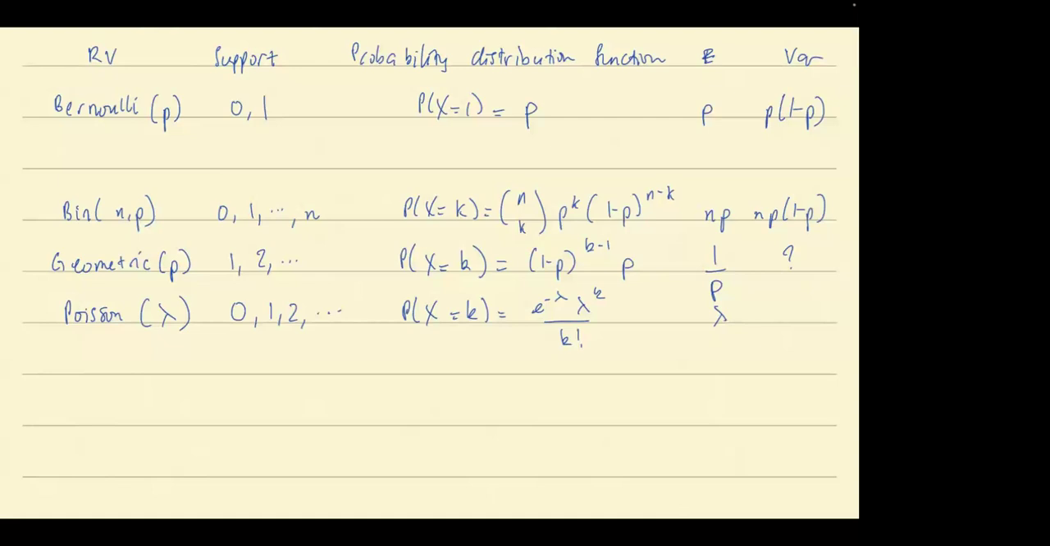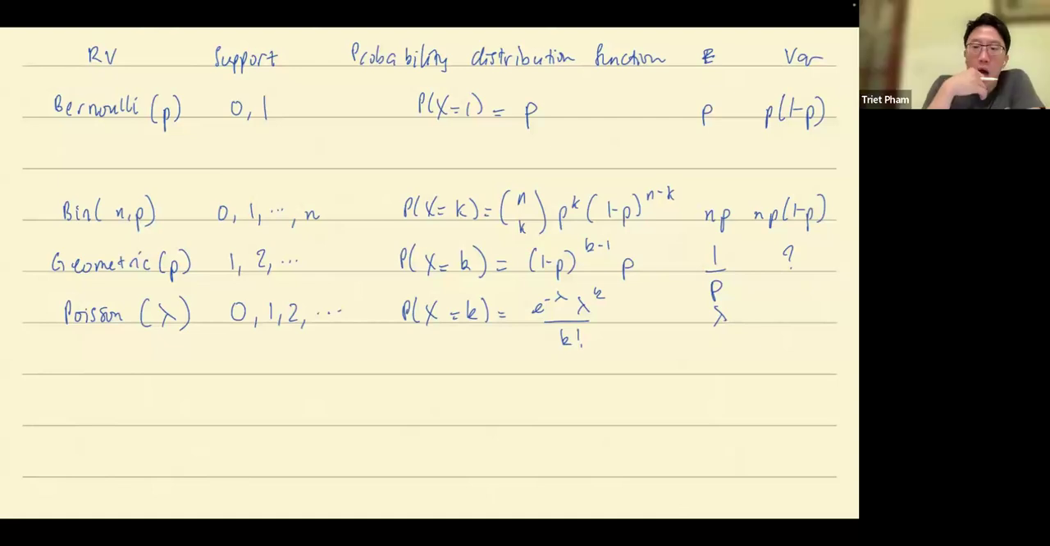Is it 1 over lambda? No. I think you're thinking of the exponential. Poisson, the variance is also lambda. Okay. So the Poisson, the expectation and variance are the same. Again, you should think about why, or you should try to have an intuition on why.